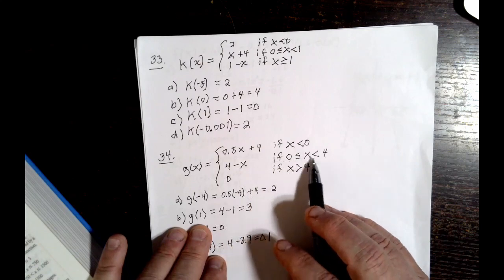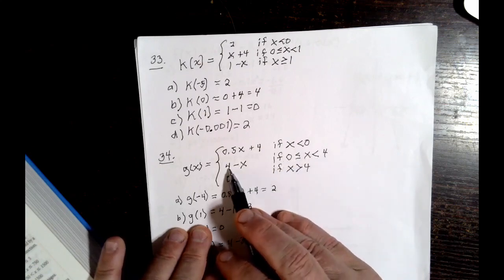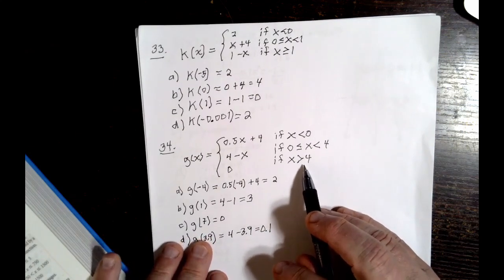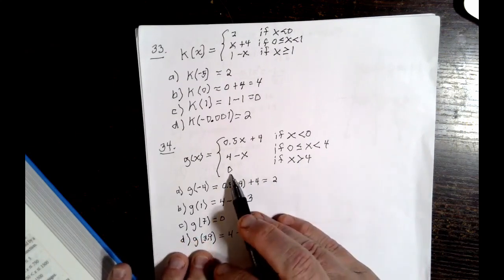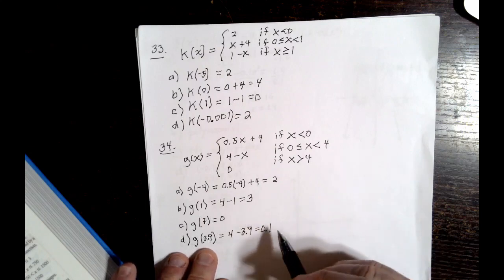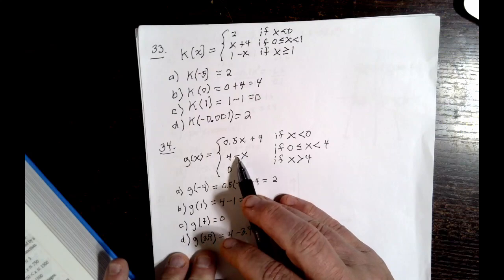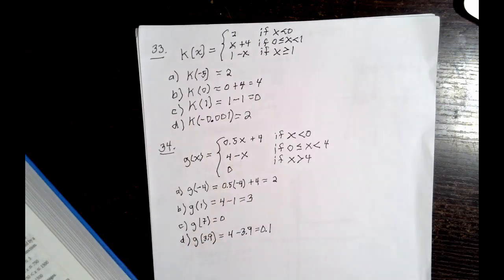G of 1 is between 0 and 4, and so you got 4 minus 1 is 3. G of 7 is when x is larger than 4, and so it's 0. And 3.9, that's less than 4, it's right here, so you're going to use 4 minus 3.9. And there you go.